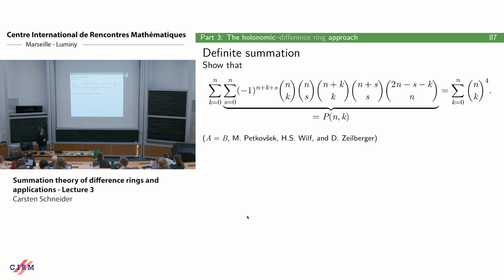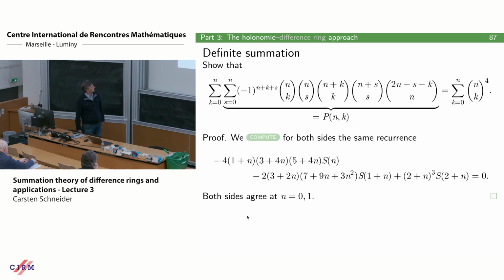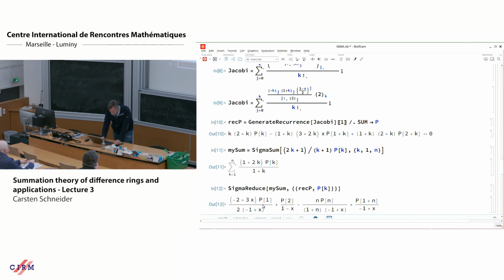Let's look, for instance, at that sum. I want to prove that double sum identity equals to that expression. So the idea is we compute for both sides the same recurrence. And then, well, we compute two recurrences. It turns out they are the same. So I only have to look, and it's of order 2. It's exactly that one. So I just need two initial values to verify. So let's look how this works.